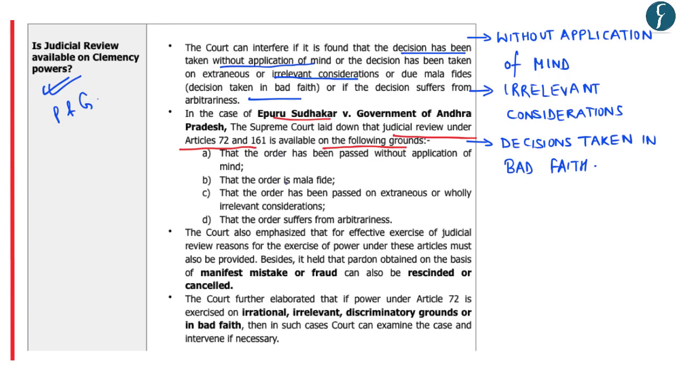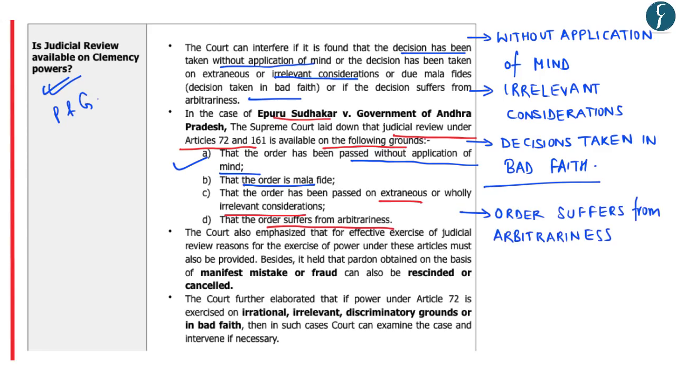Let's see those grounds. First, that the order has been passed without any application of mind. Second, that the order is mala-fide or in bad faith. Third, that the order has been passed on extraneous or wholly irrelevant considerations and that the order suffers from any arbitrariness. Further, the court highlights if the decision has been taken by the president and the governor by mistake or in case of fraud, then such decisions can be cancelled by the court. The court further held that if power under Article 72 is exercised on irrational, irrelevant, discriminatory grounds or in bad faith, then also in such cases the Supreme Court can examine whether they can intervene in such cases or not.